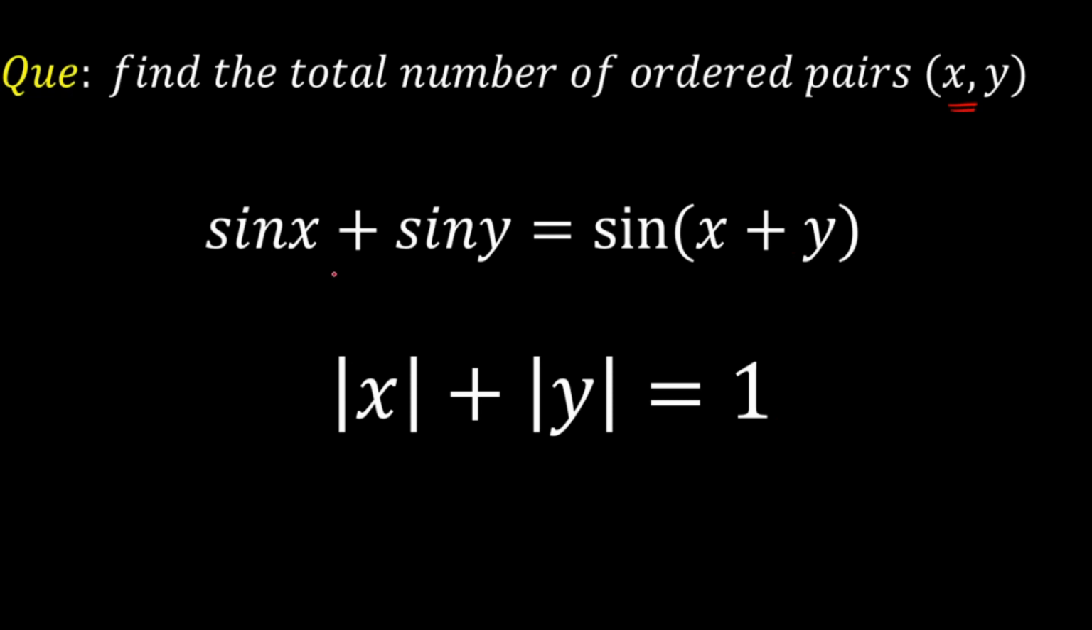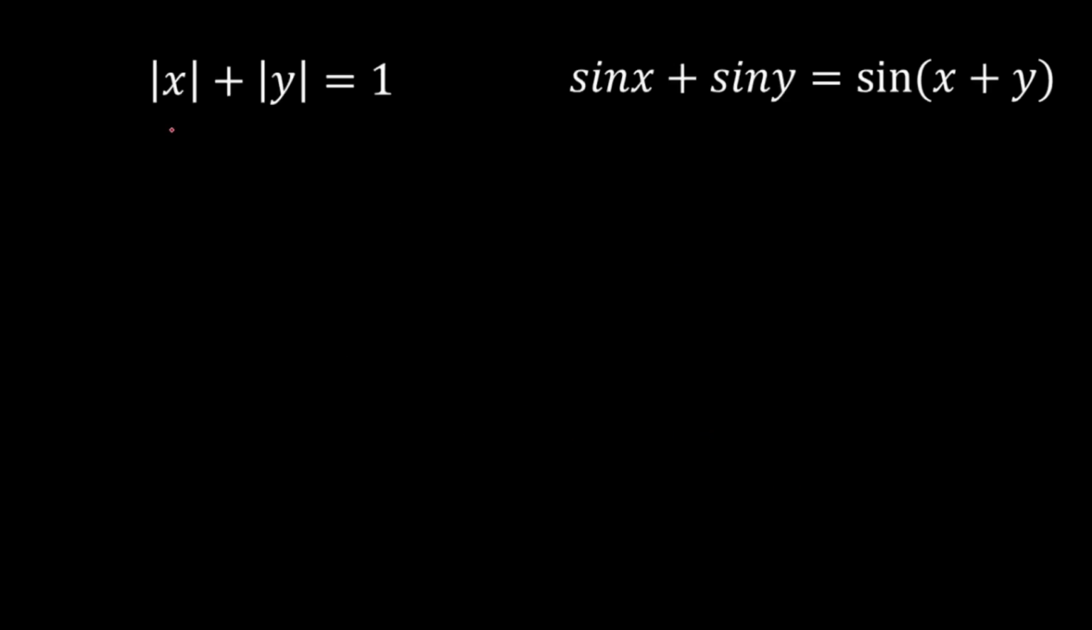The first equation is sin x plus sin y is equal to sin(x plus y), and the other equation is mod x plus mod y is equal to 1. So let's start. Now our objective of the question is to find the values of x and y for which both equations are satisfied simultaneously.